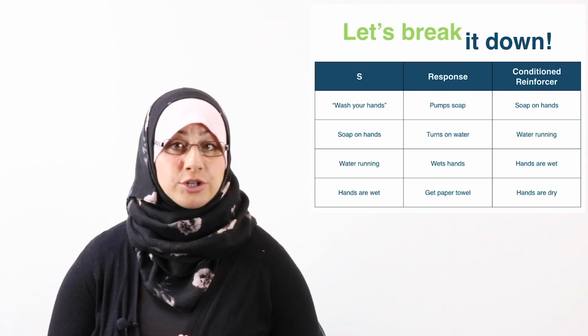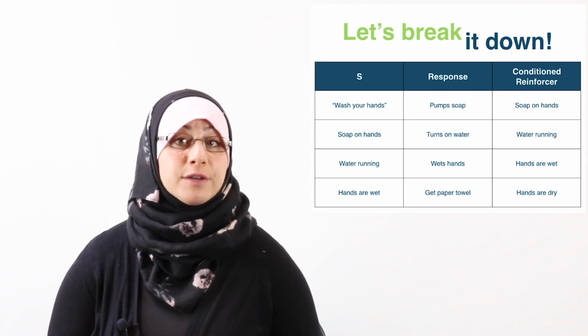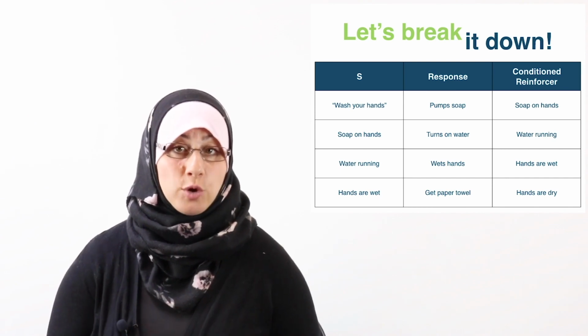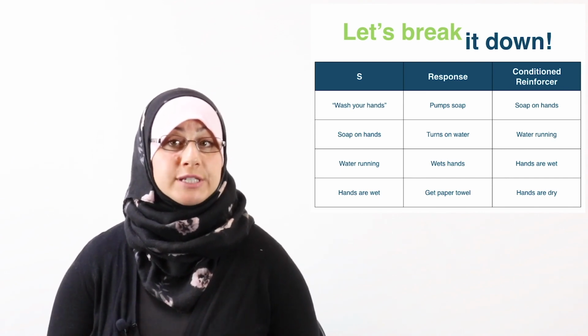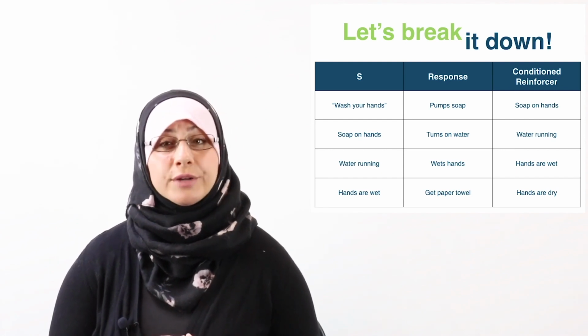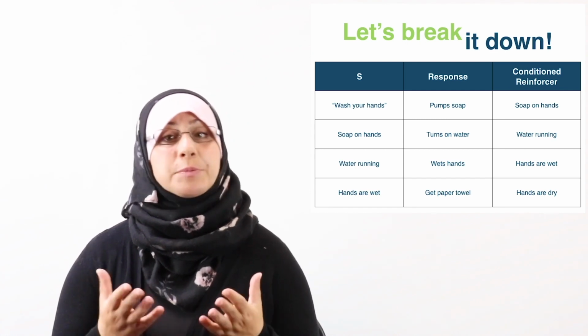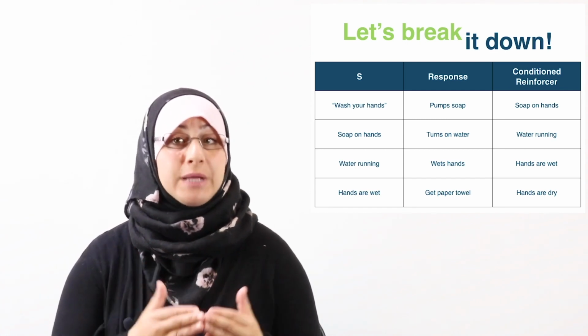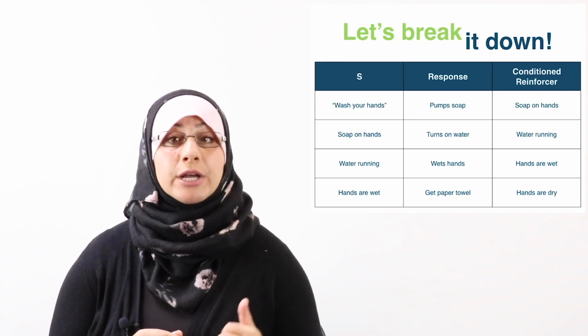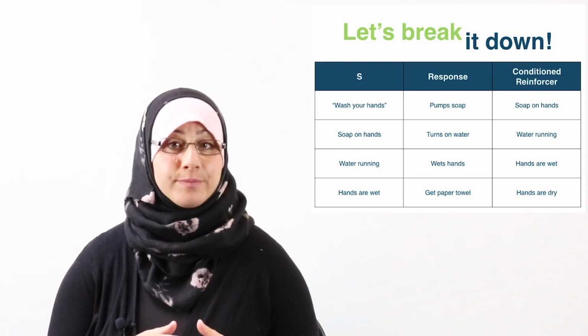Let's look at hand washing. Your SD is wash your hands. This stimulus evokes the response pumping the soap. Now, if I reinforce this behavior over time, pumping the soap will serve as a reinforcer. Now, the learner has soap on their hands. This becomes an SD for the next behavior in the chain. Turning on the tap will be the response to having soap on your hands.